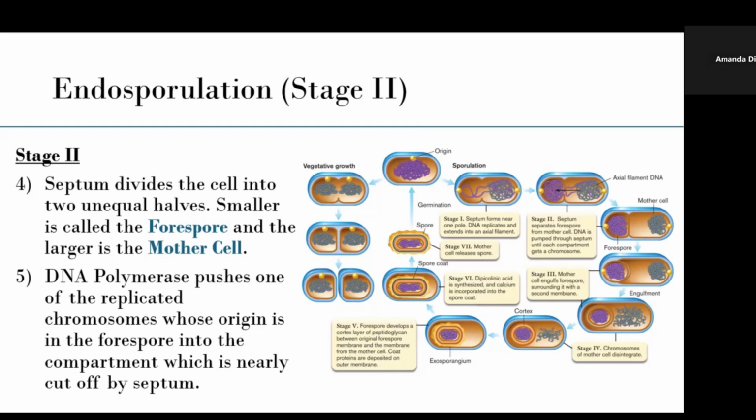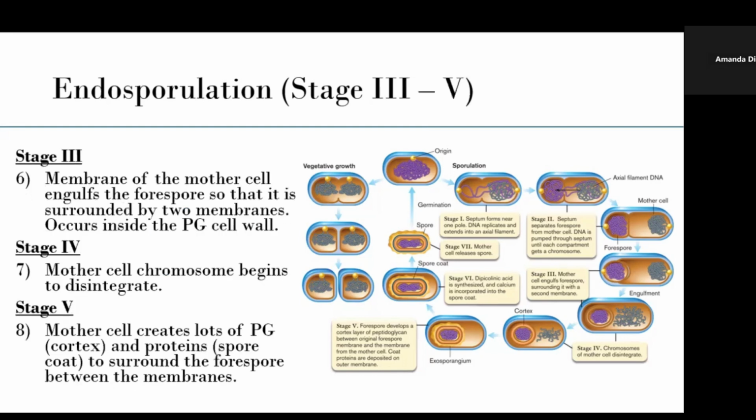Then we have divided into these 2 separate cells. The cell wall is still intact. We've just divided that inner membrane, since they don't have an outer membrane. So we've just divided the membrane at this point. Then we go into stage 3. In this case, the membrane of the mother cell will actually start to push out and engulf the forespore. So it creates a second membrane around the forespore, kind of like what we did when we took in the bacteria to become our mitochondria and the chloroplasts. And this is all inside the peptidoglycan cell wall.